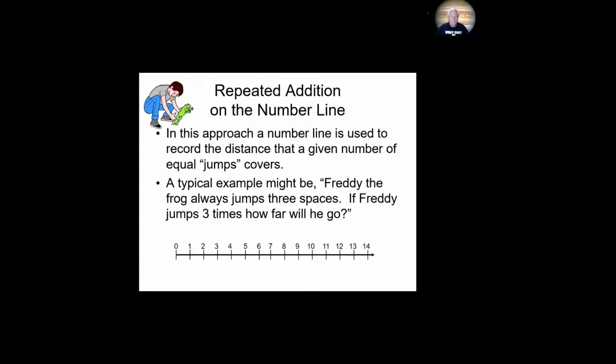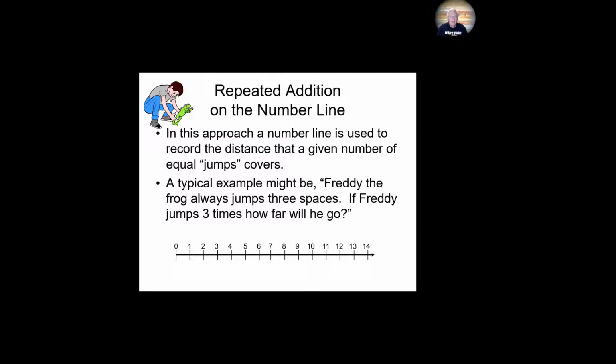So let's take a look. Here's repeated addition on the number line. Let's see what we've got. In this approach, we have a number line, and it's used to record the distance that a given number of equal jumps covers. And sometimes I call this the Freddy the Frog problem.